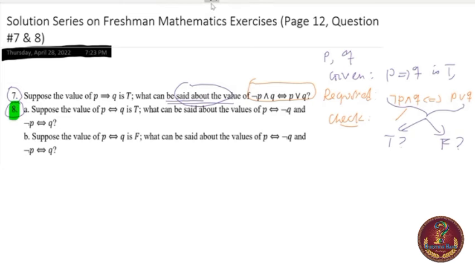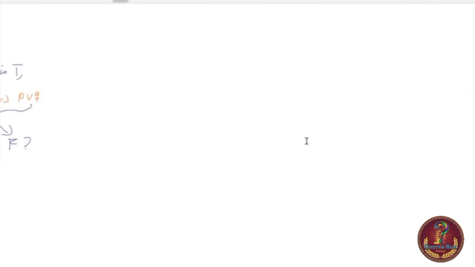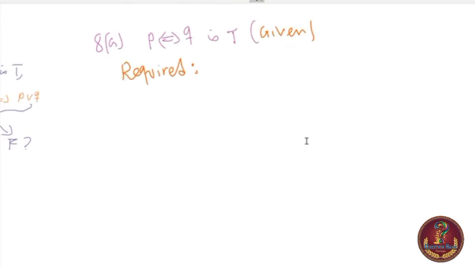So the first part A says that suppose the value of P implies Q is true, what can be said about the values of P biimplies negation of Q and negation of P biimplies Q. So it is given in question number 8A that P implies Q is true. This is given information. What is required? We have to determine the truth value of this and also the truth value of the negation of P biimplies Q.